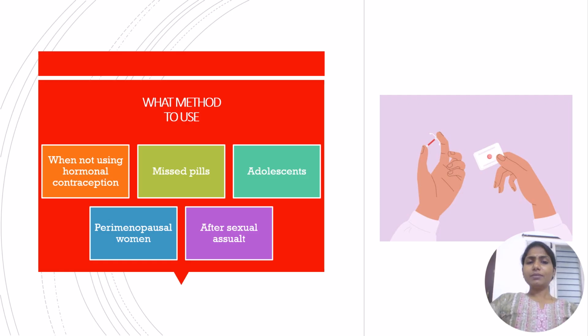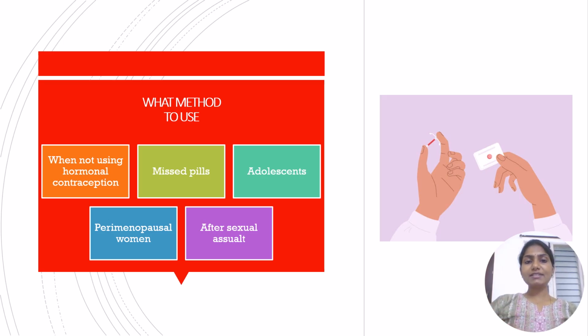So next, what method to use? Based on efficacy, already I told you the first choice is copper T, the second choice is UPA, that is ulipristal acetate, and the third choice is levonorgestrel. But if the mother has some other scenarios, which is the best method to use? When not on any hormonal contraception, then whatever order I told is the best.